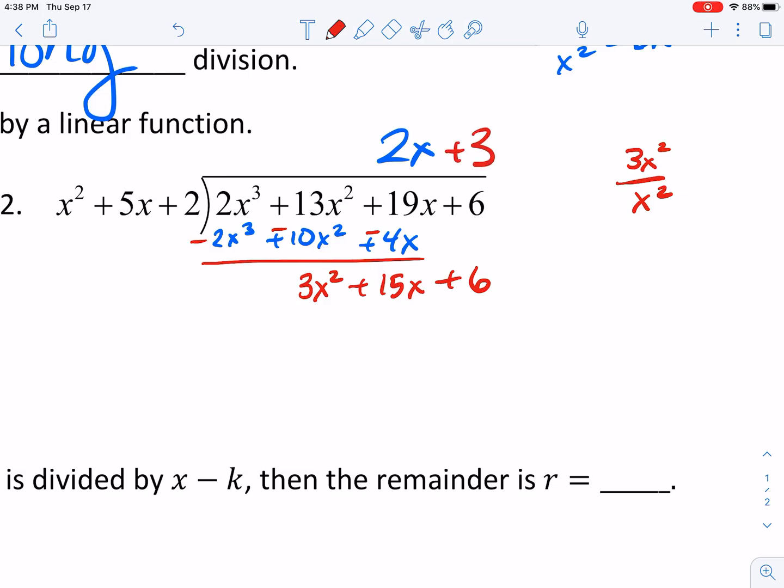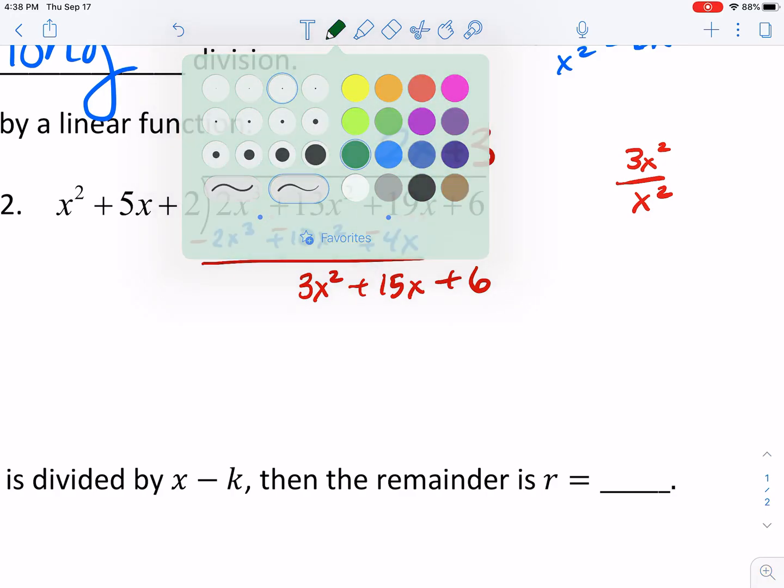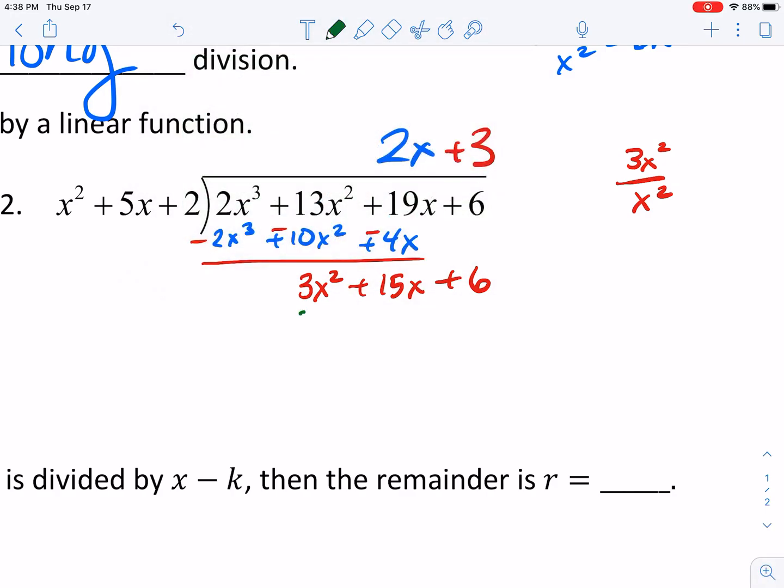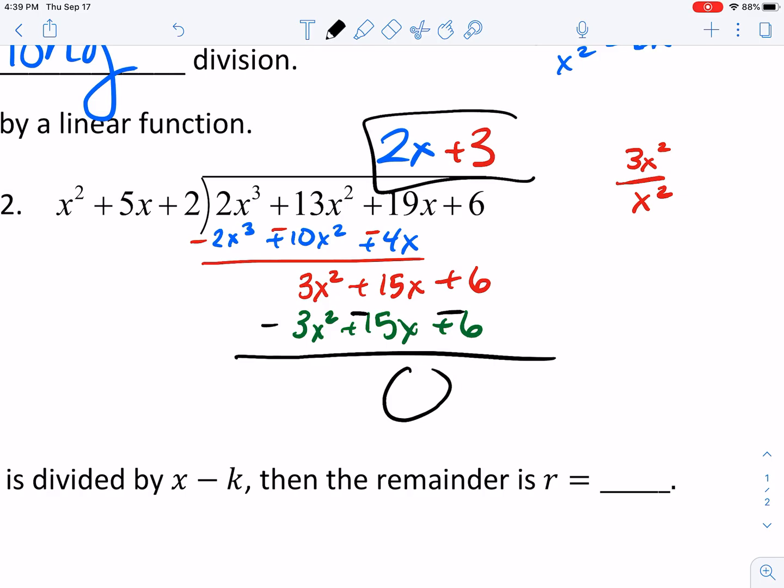And notice my columns are very intentional. I do that on purpose. So when I multiply back, let's pick a new color, I get 3x squared plus 15x plus 6. Oh, we got lucky. That all cancels out, leaving me nothing. And so the final answer is this 2x plus 3.